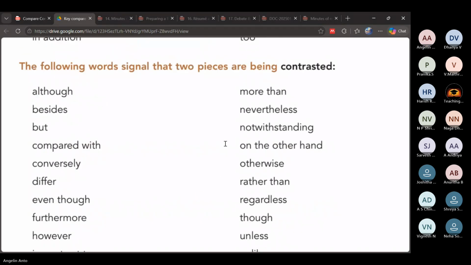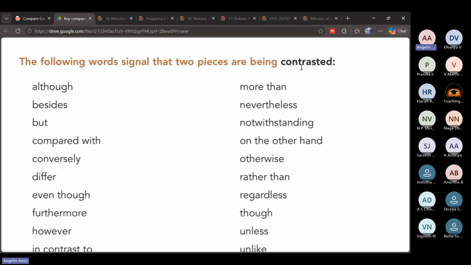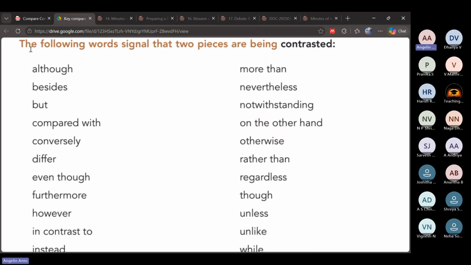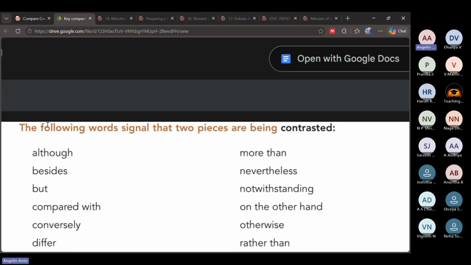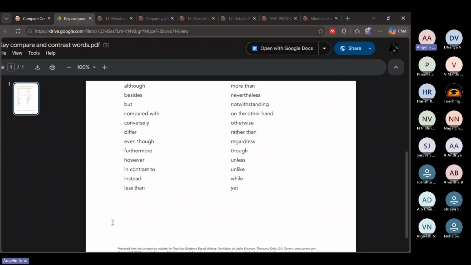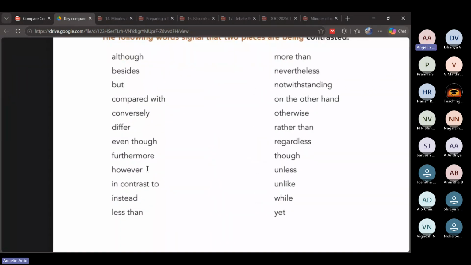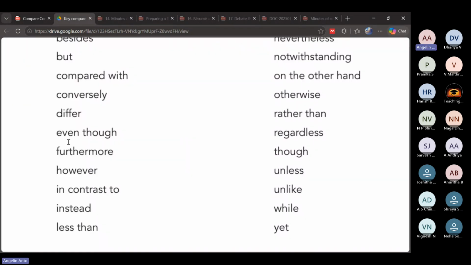And then for contrasting, as I said, we're looking at differences. So: although this happened, although on this side this happened, and then besides, but, compared with, conversely. Conversely means opposite essentially. And then differs. So this differs from this. Even though this looks like this, it will look like this. Furthermore is a bit neutral, but depending on your context, you can change it.